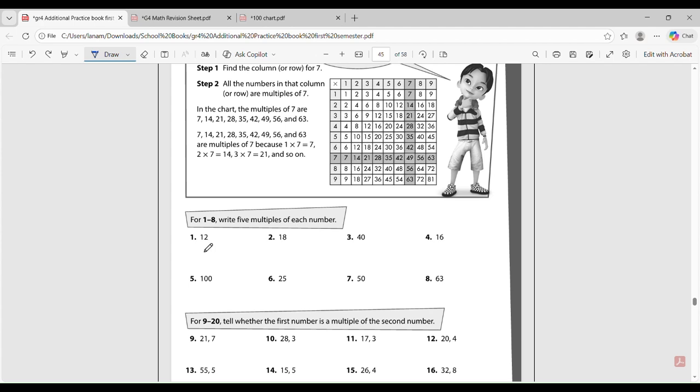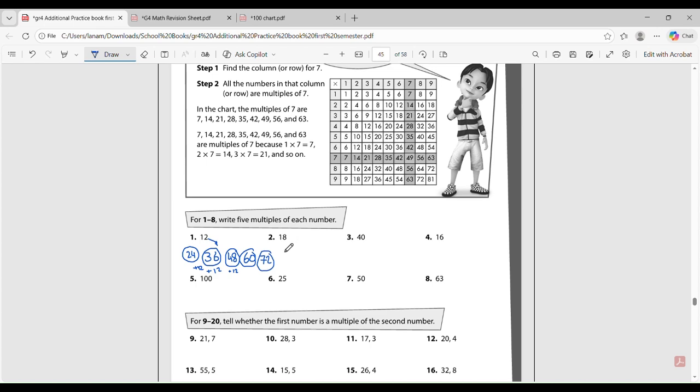So now when I look at the multiples of 12, it's like I'm adding 12 each time. So I will have a 12. This is the first number, okay? Now I'm going to add a 12. I will have 24. Add 12, we will have 36, plus 12, plus 12, we will have 48, plus 12, we will have 60, plus 12, we will have 72. So these are 5 multiples for number 12.